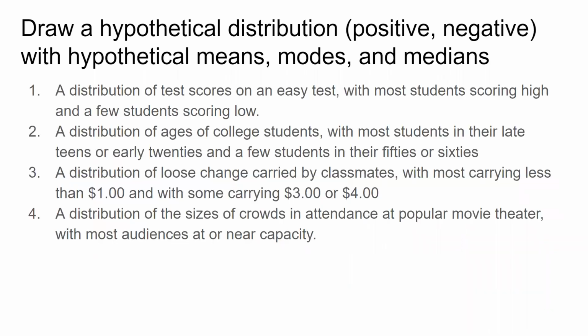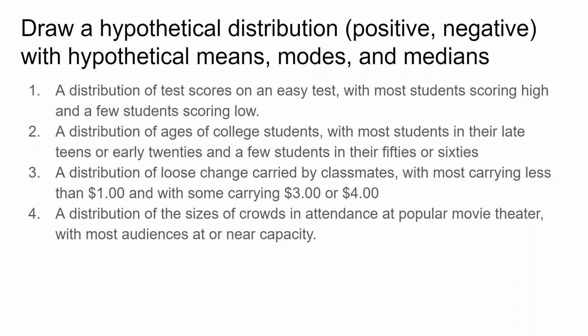If you want to practice this, maybe you're watching this with a friend and you want to do something fun, think about what a distribution would look like. Scores on an easy test, with most students scoring high and few students scoring low. What kind of distribution would that be? Maybe you want to play around with one of these.